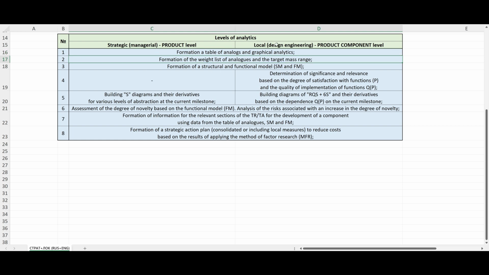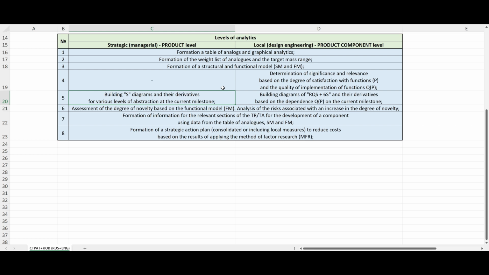formation of the weight lists of analytics and the target mass range for the product developed for the strategic and macro level. And third, formation of structural model and functional model at the strategic or micro level. 4. Construction of the diagrams S and their derivatives for various levels of abstraction at the current milestone. The construction is performed on the basis of the section commercial data of the extended structural model. The levels of abstraction for which the diagrams can be constructed are given in the column level of the extended structural model.